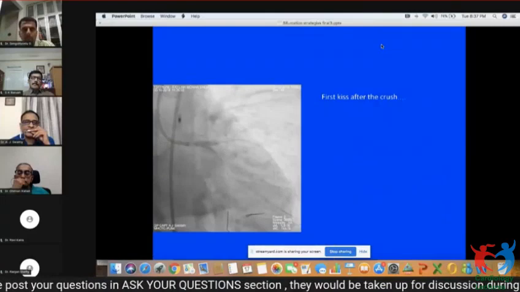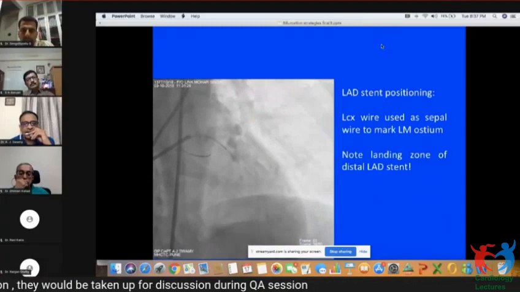This is the first kiss after we recross. This is the second stent that we are placing from the left main across into the proximal LAD.